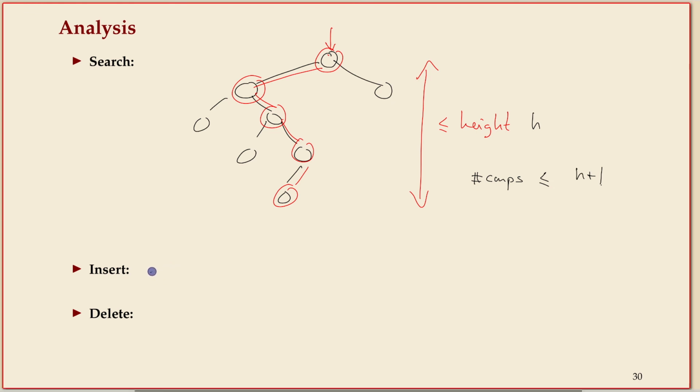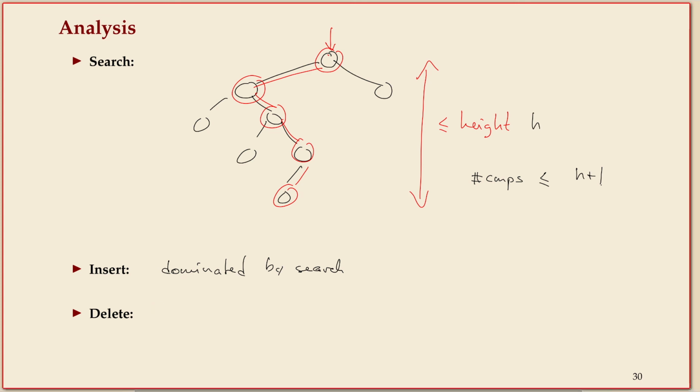If you remember what insert did, insert walked down a path and found a null pointer and then stuck the element there. So it's dominated by the search. And again, we have basically the same number of comparisons. We just have to create a new object at the end and stick it there. No big difference.